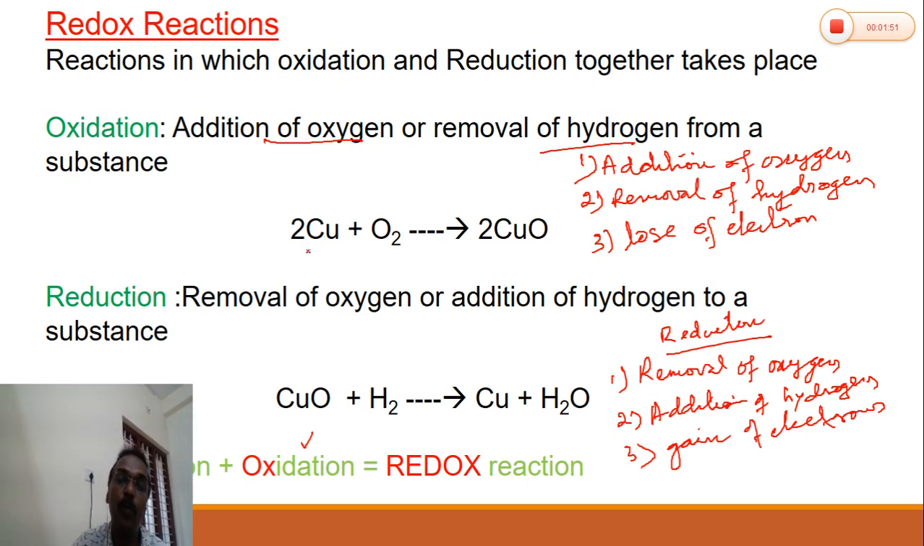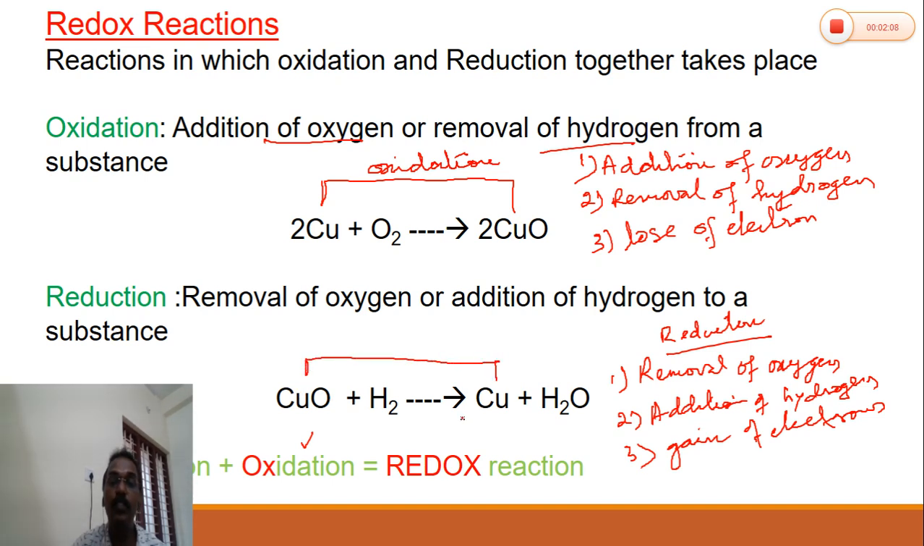Now consider this reaction: copper plus oxygen gives copper oxide. What happens to copper? Copper changes to copper oxide. So this is oxidation. Addition of oxygen is oxidation. Now consider this reaction: copper oxide loses oxygen to form copper. So removal of oxygen is reduction. Now, what happens to hydrogen? Hydrogen changes to H2O. That is addition of oxygen, so this is oxidation. So in this reaction, oxidation and reduction take place together.